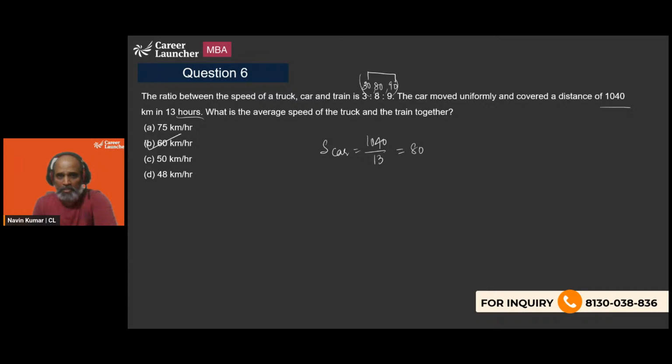Right? Pretty easy question. I'd say the question tried to trick, but it couldn't because the speed of the car is directly given. So we will have to use it to go back to the ratios and figure out the speed of truck as well as train and then calculate the average. Okay. Be very careful what the question is asking. By mistake, if somebody includes the car as well, this answer will change from 60 to 66, right?